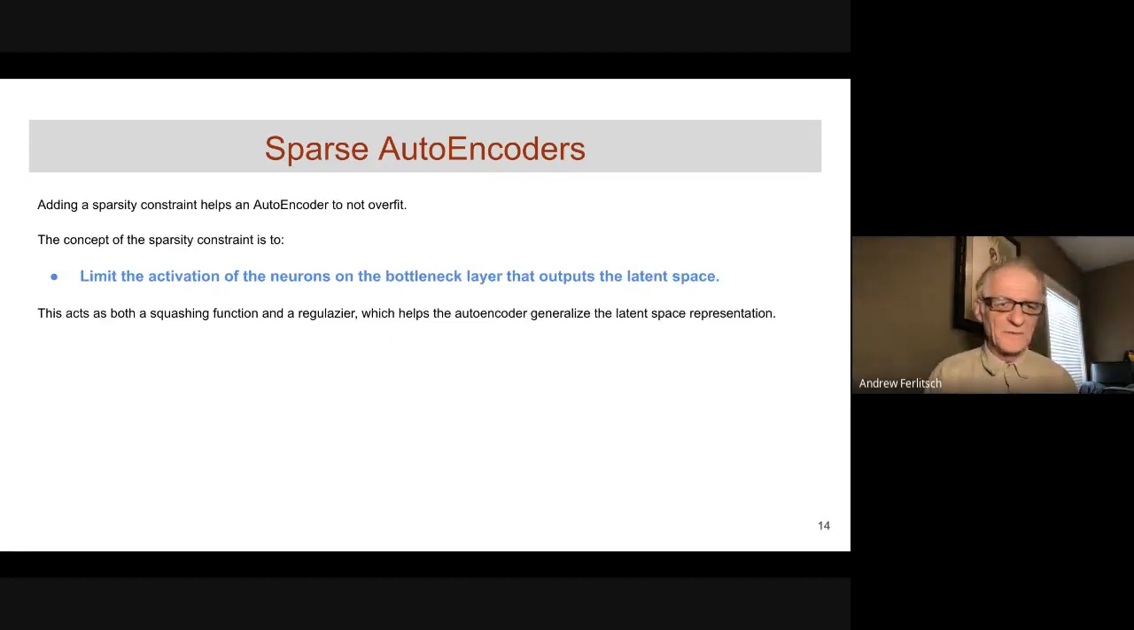So one way we do this, and we refer to it as a sparse autoencoder, is we're going to add a sparsity constraint to not overfit. And the concept of a sparsity constraint is to limit the activation of neurons on the bottleneck layer that outputs the latent space. So think of, again, the convolutional autoencoder. You get to that last convolutional layer, and it's going to output its output. We're going to flatten. That's our latent space. But the activation function here, in addition to being a ReLU, we want to do some further squashing of those values as it acts as a regularizer at the latent space.